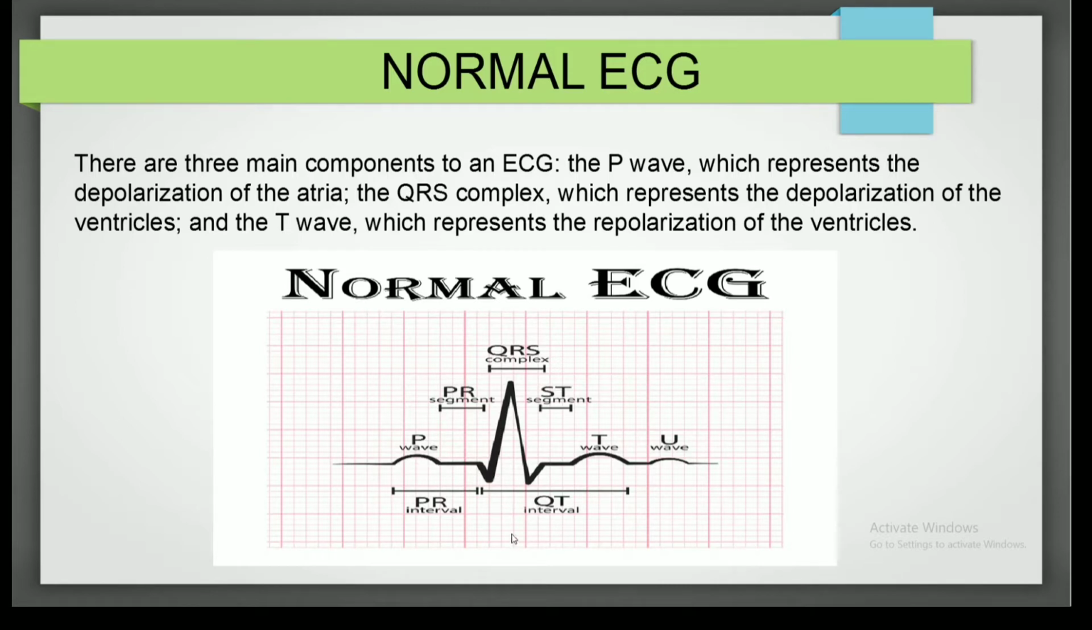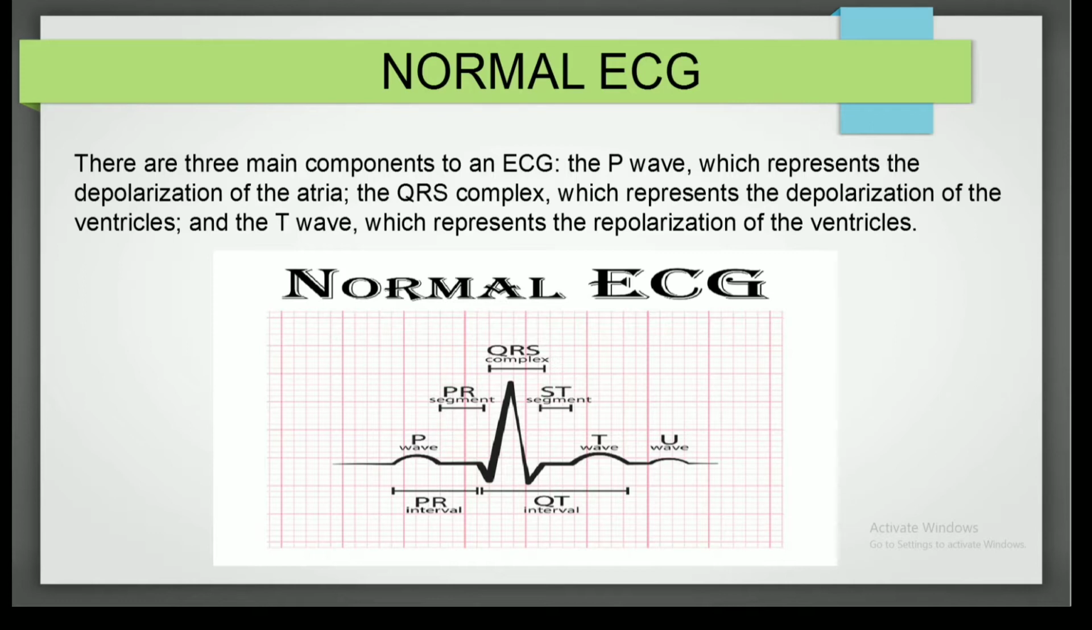Then the QRS complex. The QRS complex mainly represents the depolarization of the ventricle. When the ventricle contracts, the depolarization of the ventricle occurs. Here is the QRS complex, which is the main beating of the heart. Then the T wave. What is the T wave? It represents the repolarization of the ventricle. What is repolarization of the ventricle? It means the ventricle is relaxed after the blood comes out from the heart. This is a normal ECG.